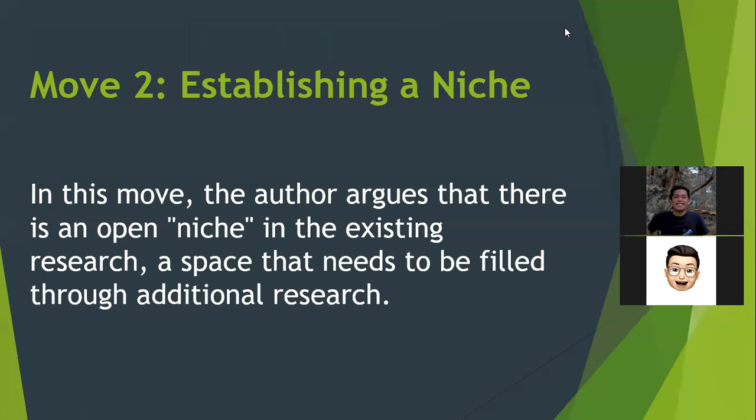Then move to establishing a niche. In this move, the author argues that there is an open niche in existing research space that needs to be filled through additional research. So in this specific move, you need to provide the problem. You need to problematize your research. So what's the niche that you want to fill in? What's the problem that you want to address? What's the problem that should be addressed through your research?